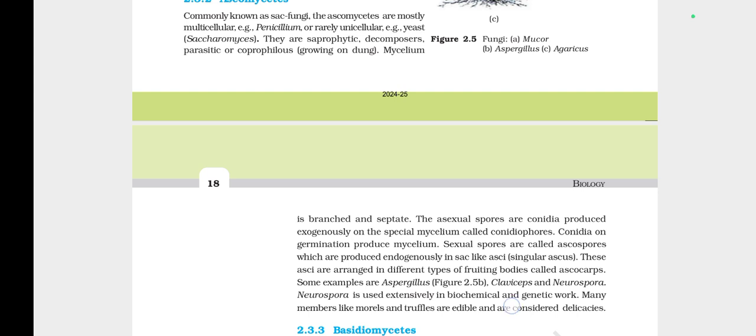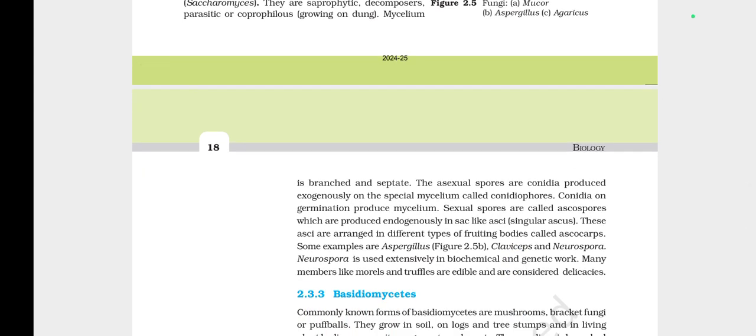Many members, like morels and truffles, are edible and considered delicious.